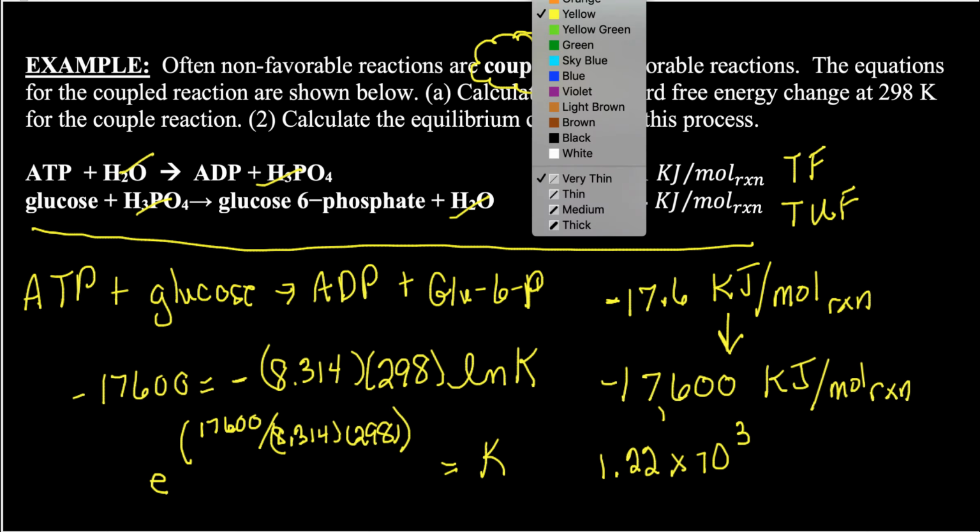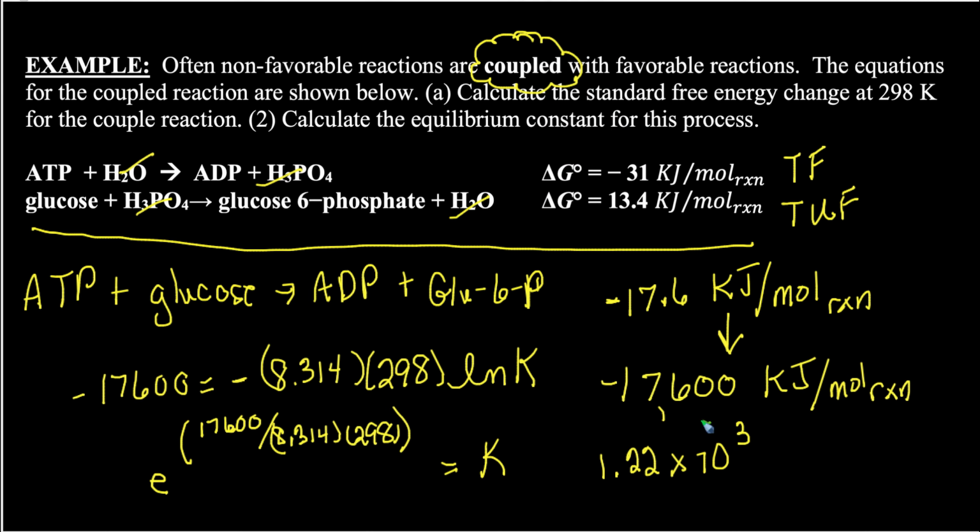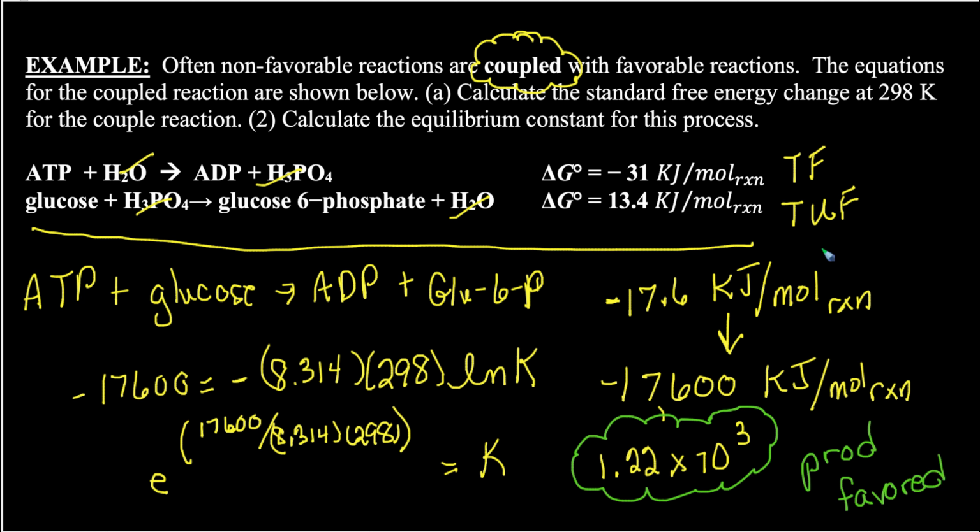Well, hopefully that is a logical number. K is much greater than 1. So we proceed to make lots of products. In other words, it is product favored, which makes sense since we have a thermodynamically favorable delta G.